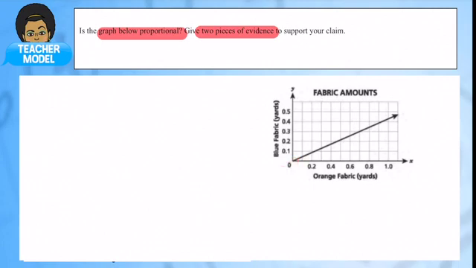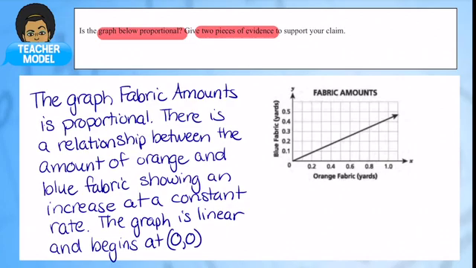So how could I express this? Well, here's one way you can express it. Let's see, erase that. The graph of fabric amounts is proportional. So I'm making sure I'm making that perfectly clear. I'm using that term. Why is it proportional? Look at the 2 pieces of evidence.